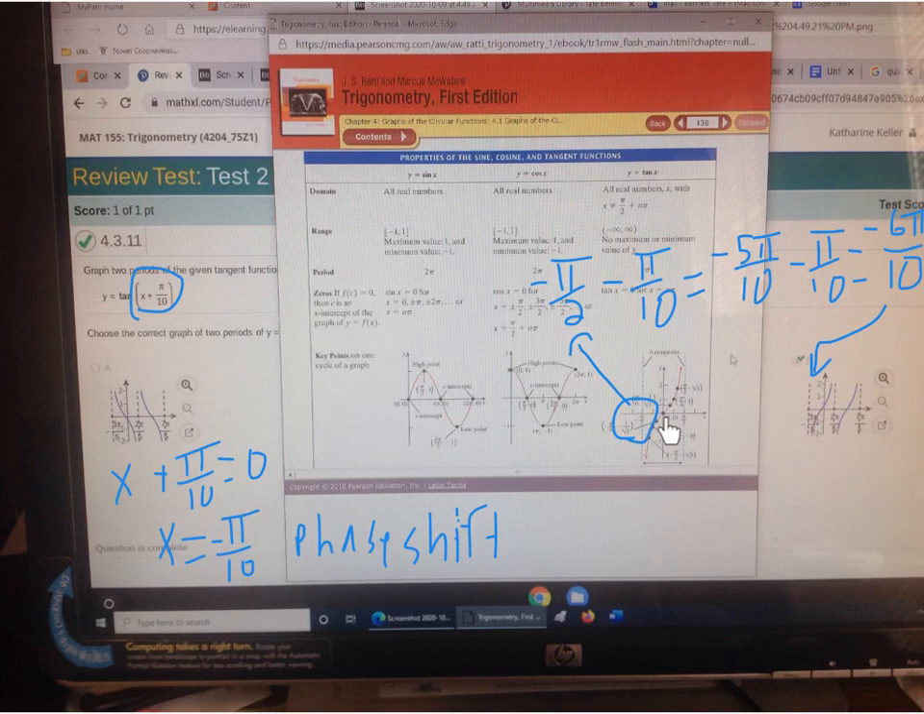You could simply take each of these values and subtract the negative pi tenths, but if you just do it for one, then you have what you need. If you want to find this asymptote, you take pi tenths away from pi halves.